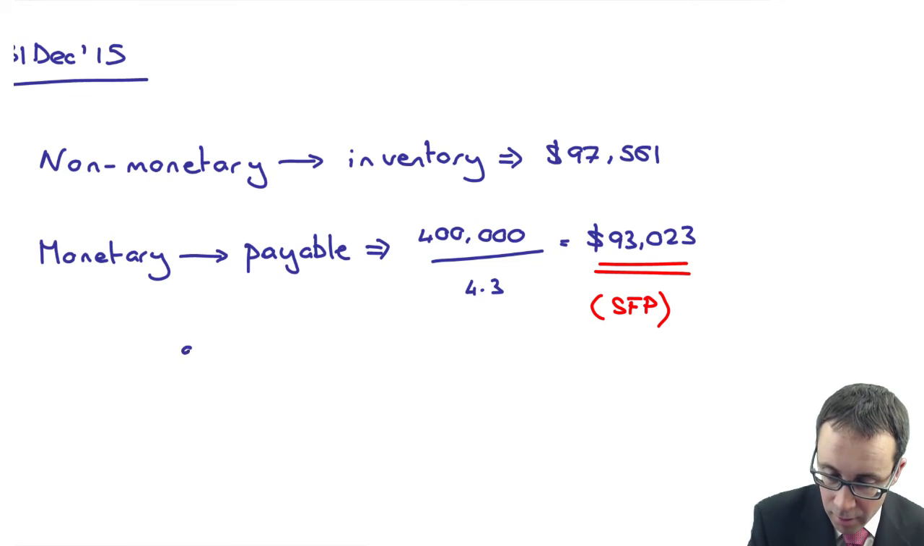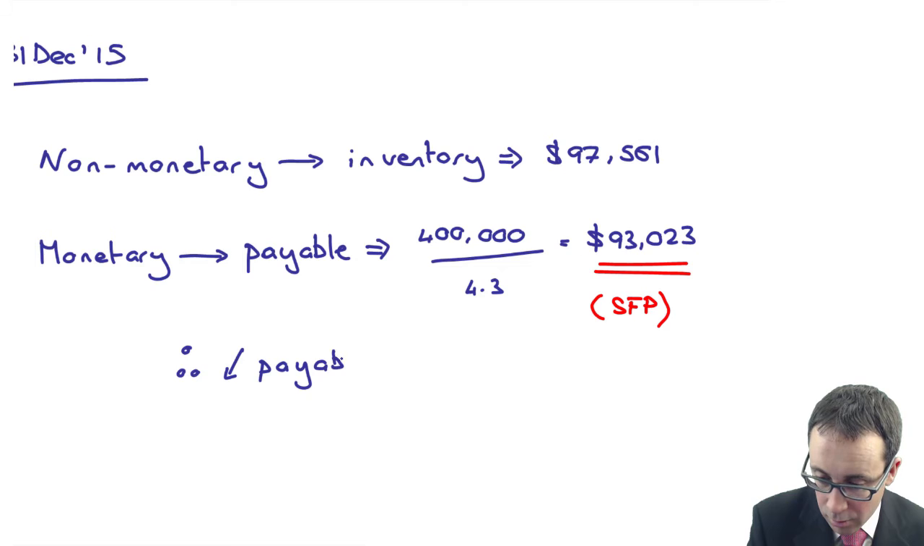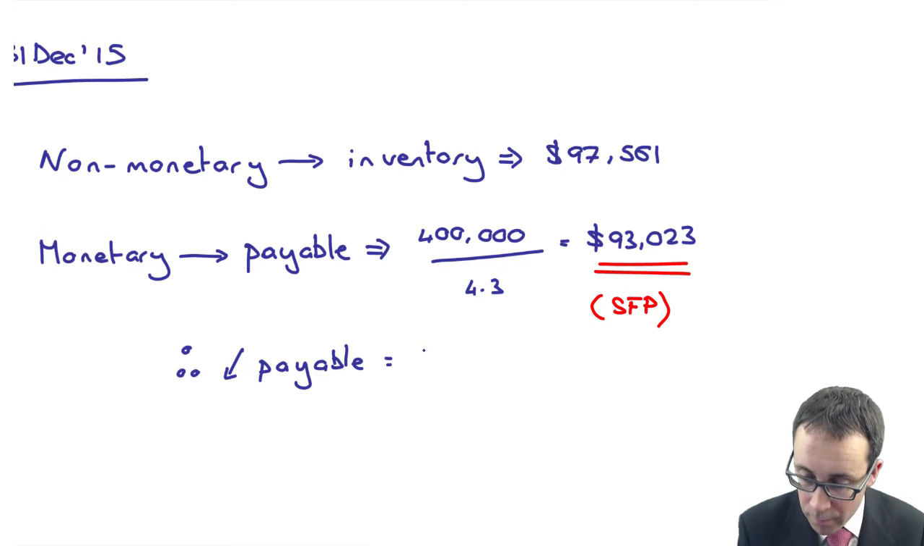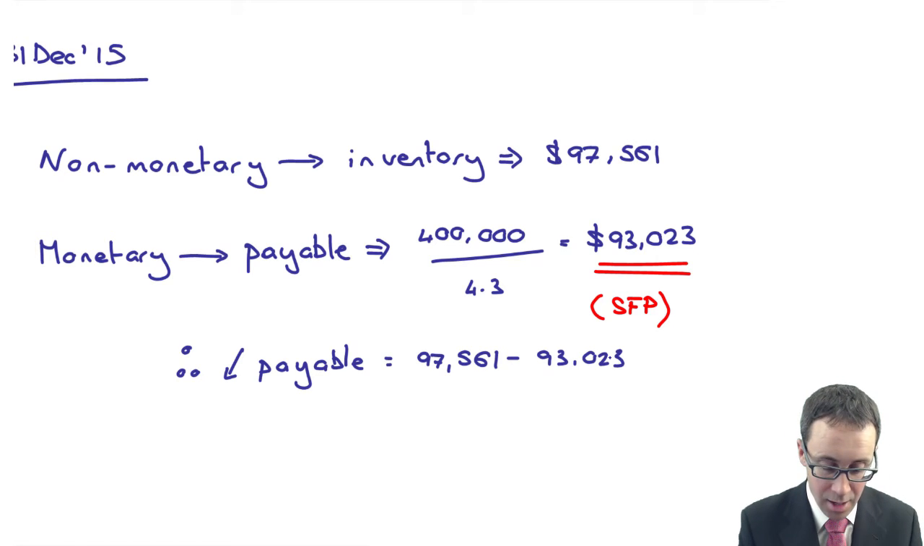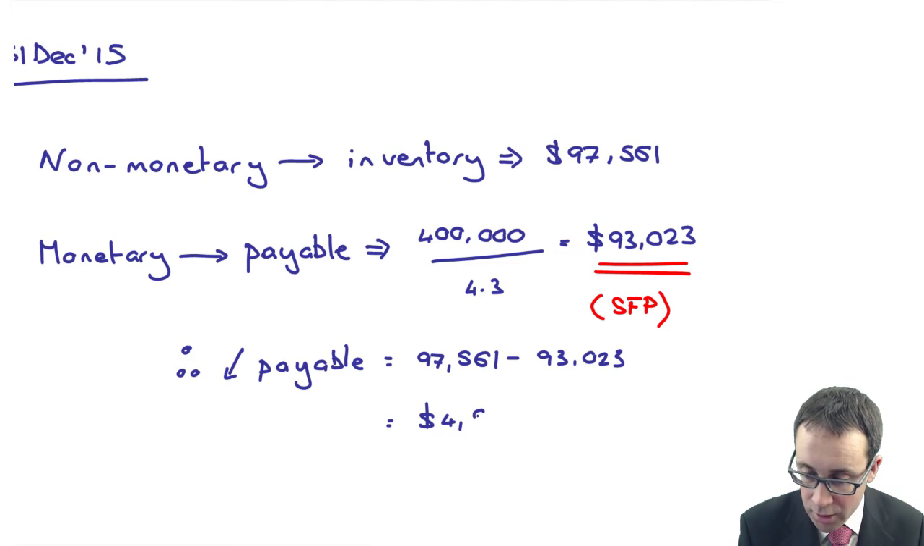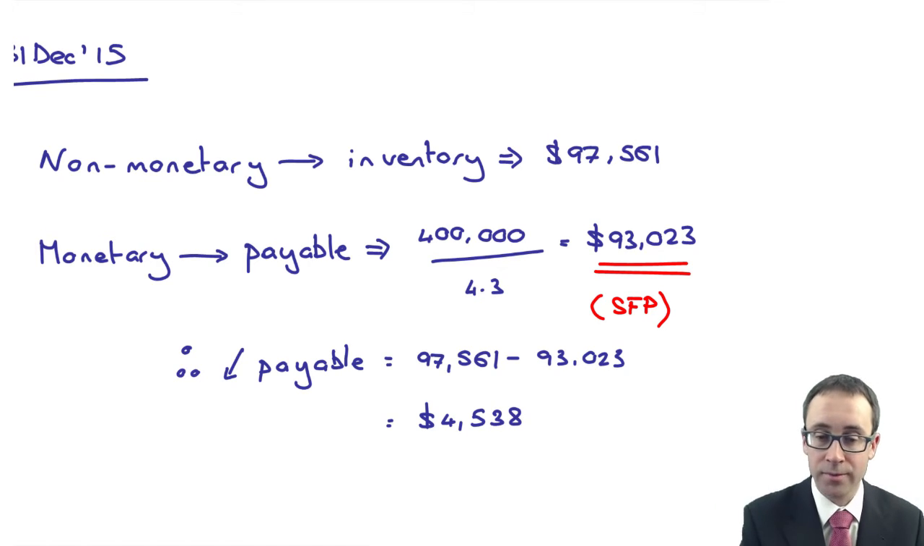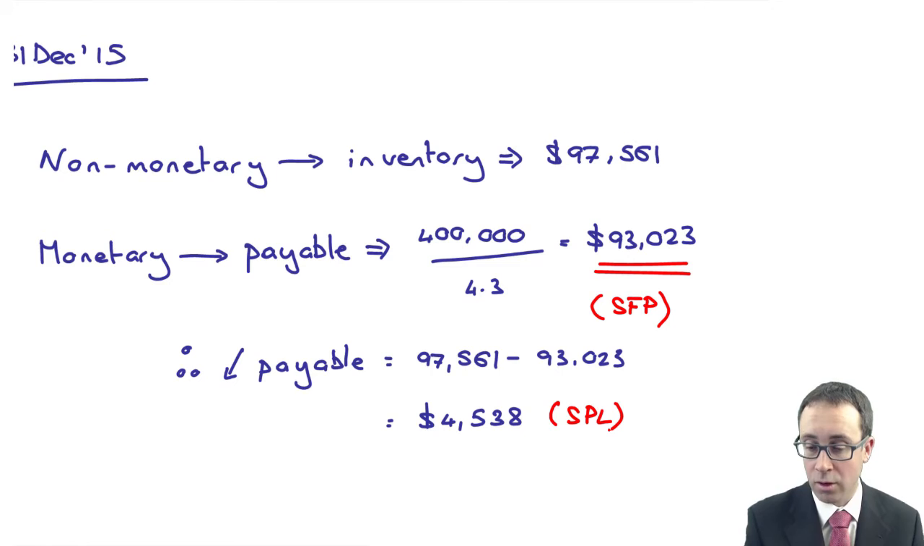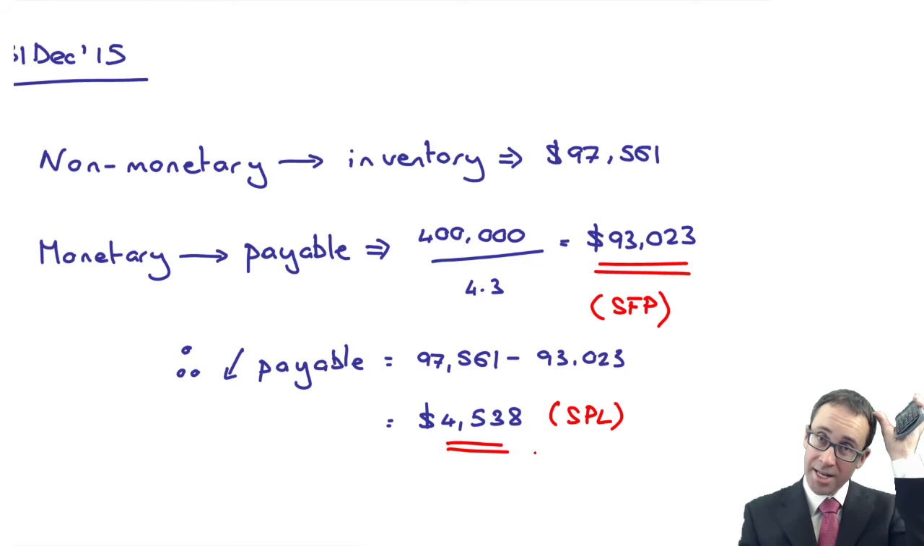So what you've got there, therefore, is a reduction in the payable. So 97561 less 93023 to bring it down to what it is now. You have a reduction in your payable of 4538. That reduction is going to go through the statement of profit or loss as an exchange gain or loss.